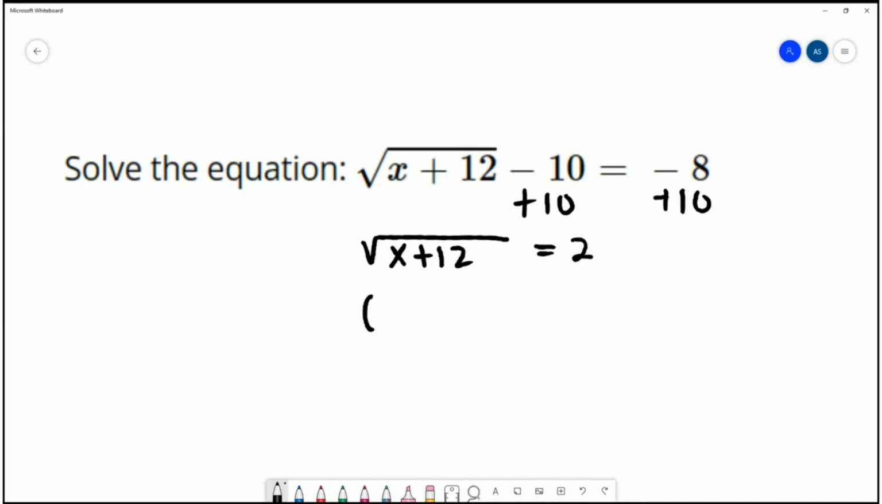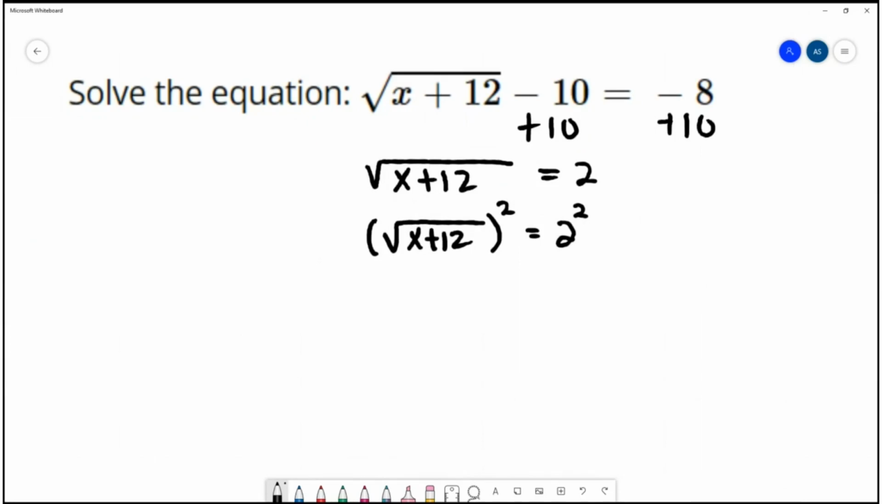So we've isolated that radical, and then we want to eliminate the radical. Since we have a square root, the way we eliminate that square root is by squaring both sides. The square root and the square cancel each other out, leaving you with x plus 12. We have 2 squared, which is 4. Now that the radical is gone, we can solve for x. We'll subtract 12 on both sides, and that gives x equals -8.